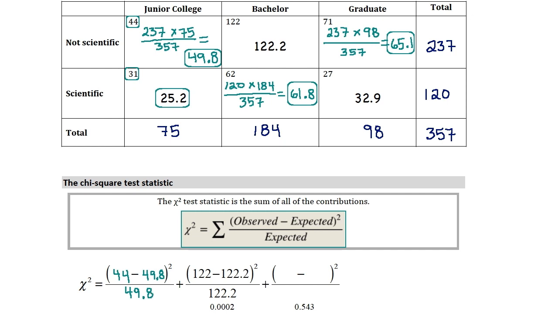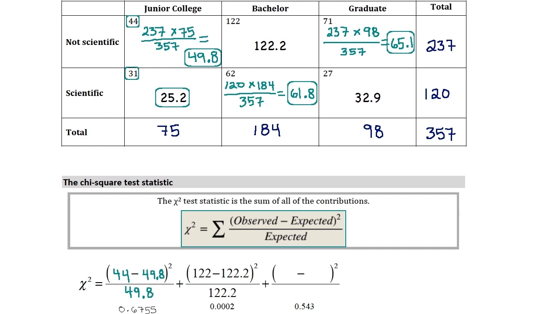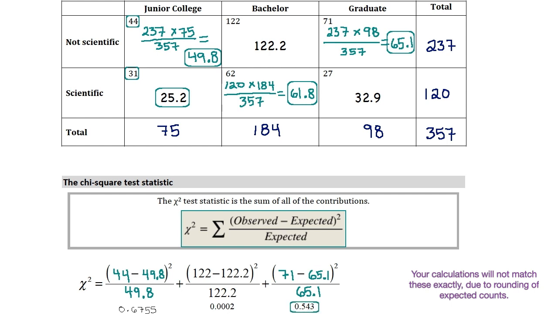And putting that into a calculator, I get 0.6755. So let's now do this also for graduate, not scientific. We've got an observed count of 71, an expected count of 65.1, and we would divide by the expected count of 65.1. Go ahead and try that calculation and verify that you get 0.543.